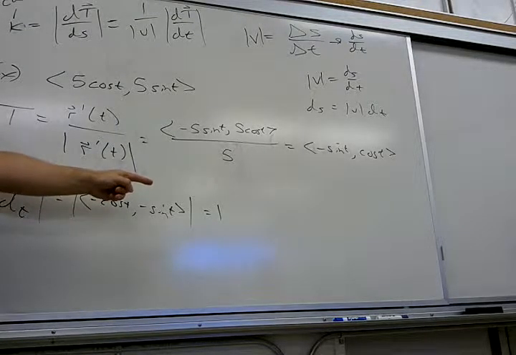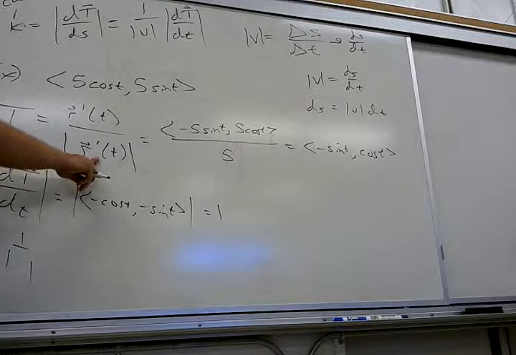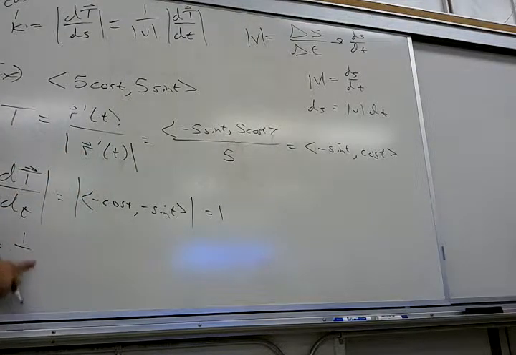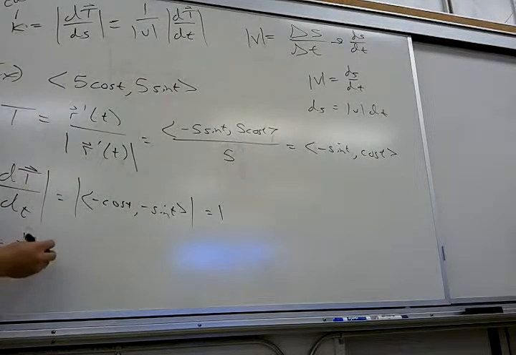And then what's the next step? Divided by 1 over the magnitude of the velocity. Well, the magnitude of the velocity is 5. So the nice thing is you've already done that work. You just bring it back from there. 1/5.